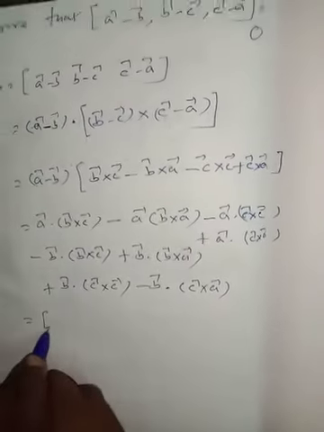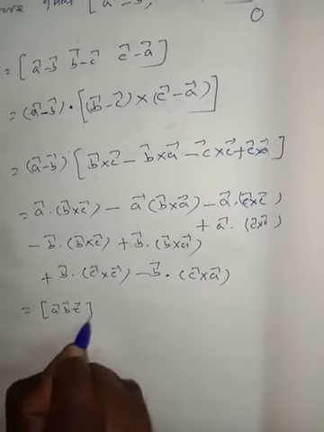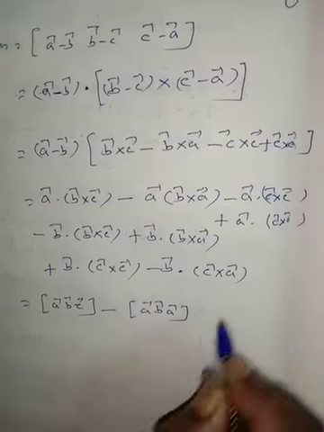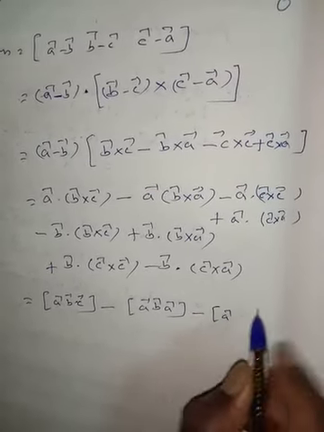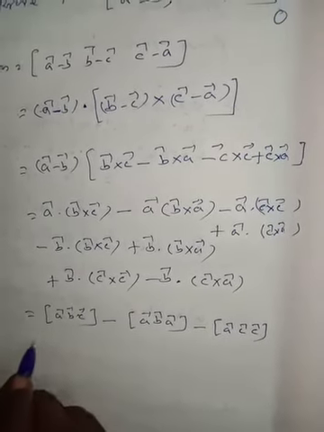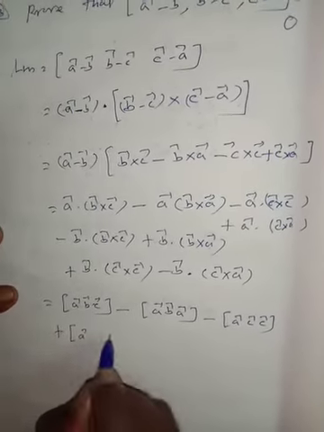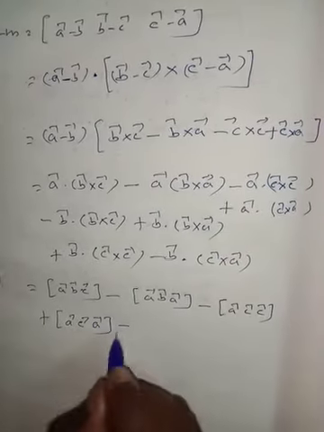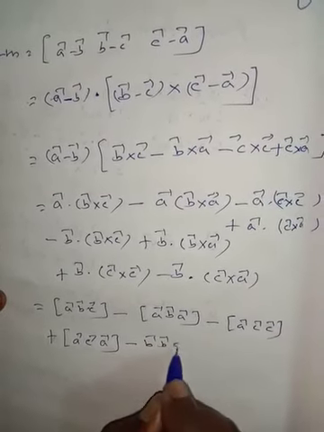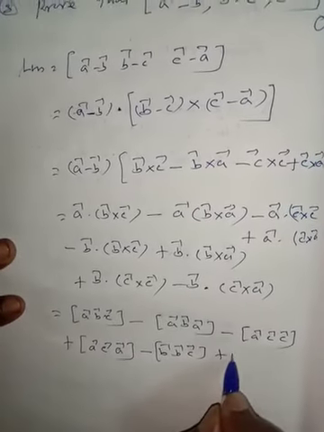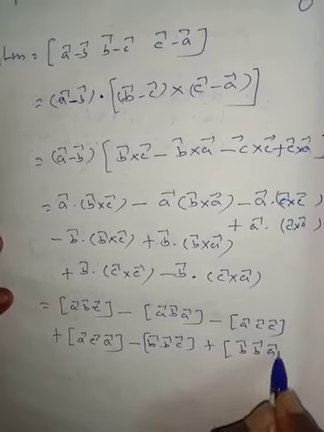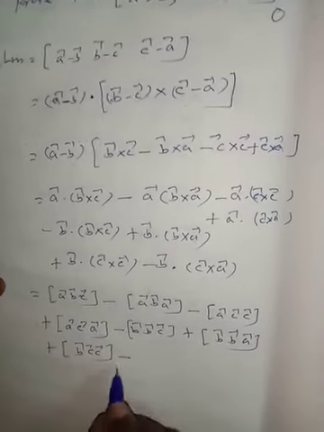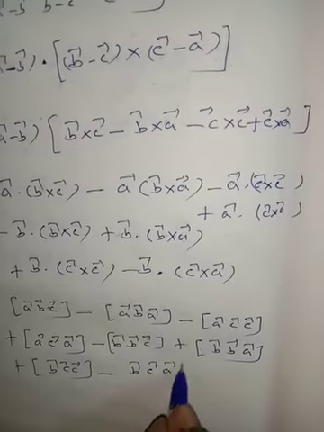This means first the box product of a, b, c, next minus the box product of a vector, b vector, a vector, next the box product of a vector, c vector, c vector, plus the box product of a vector, c vector, a vector, minus the box product of b vector, b vector, c vector, plus the box product of b vector, b vector, a vector, plus the box product of b vector, c vector, c vector, minus the box product of b vector, c vector, a vector.